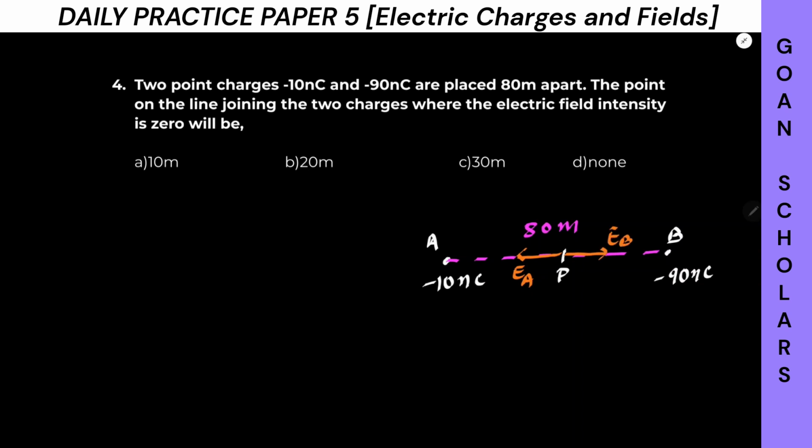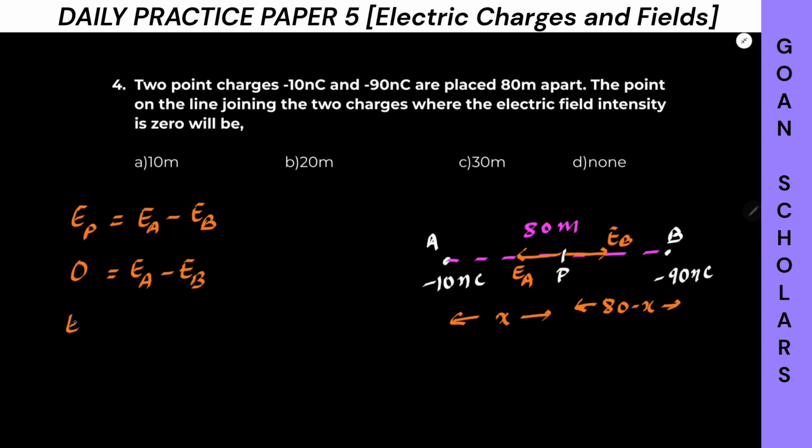Though they look similar to the previous case, both are opposite in direction. So again, electric field at point P will be EA minus EB or EB minus EA. So the resultant is 0. Let's call this point as X. This will be 80 minus X. So 0 equals EA minus EB, and if I take EB on the other side, it becomes EB equals EA.